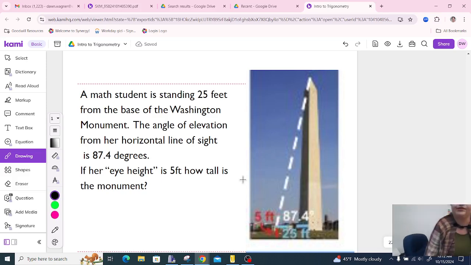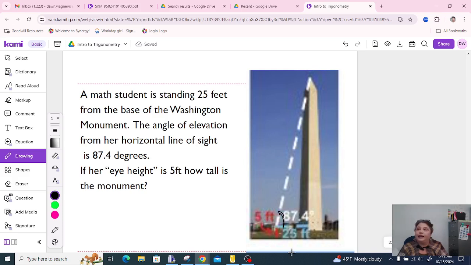Okay, so a math student is standing. We're going to do it all in meters, just because it's easier for your eye heights and everything with decimals. But this person's 25 feet away from the base of Washington Monument. The angle of elevation would be right here, right?